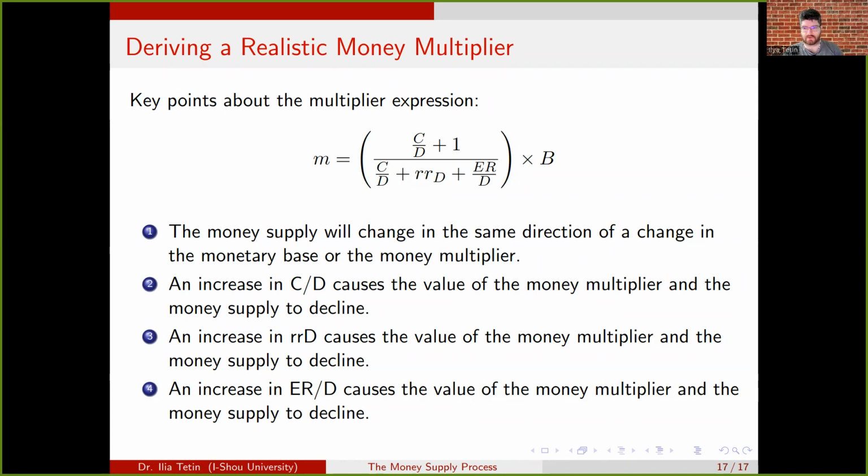For those who are on YouTube, the task is you have to calculate the value of checkable deposits, and the value of money supply based on the following information: bank reserves are 500 billion, currency 400 billion, required reserves 80, required reserve ratio 10%.